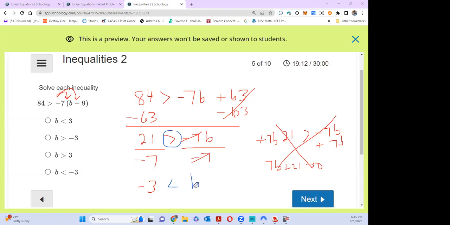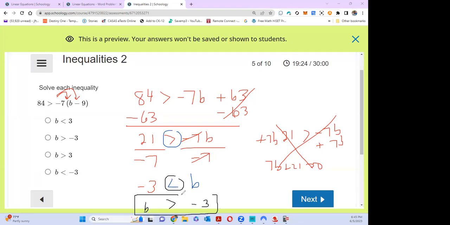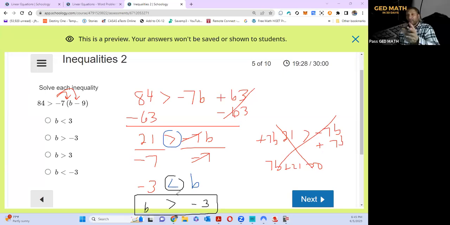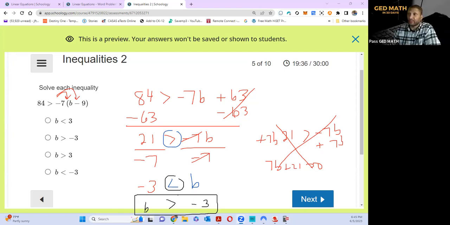And then you bring your b in, so you've got to switch it again. My b is going to come on this side, my negative 3 is going to come on this side, and it switches again to greater than. Right back. It's a lot of switching. Now, that's algebraically.